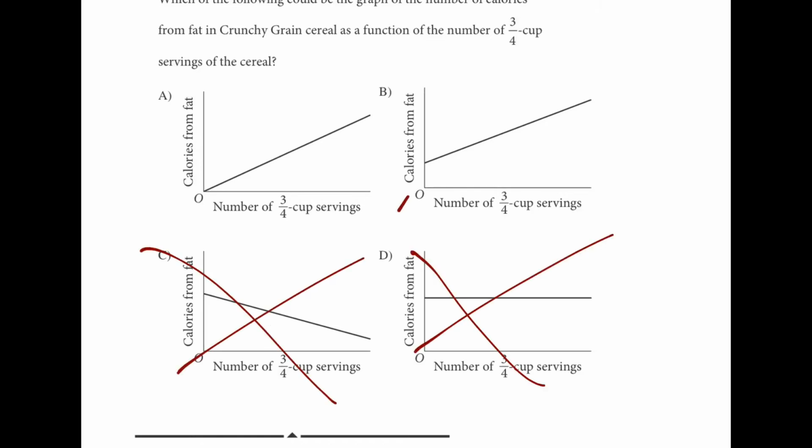And the problem with B is the intercept. If you have 0 servings, how do you have calories from fat? A is the best choice.